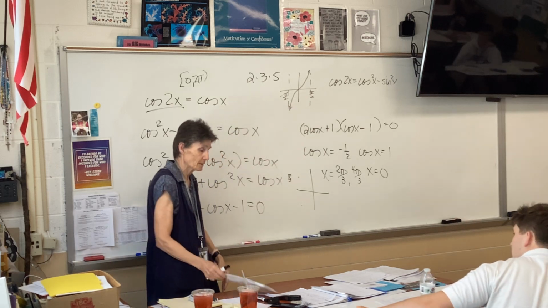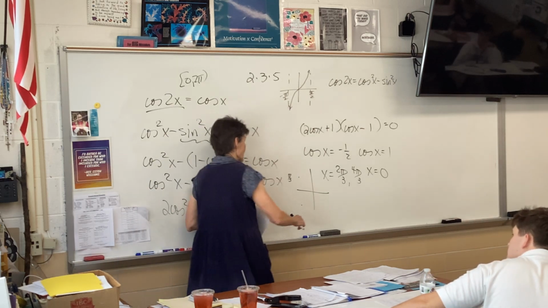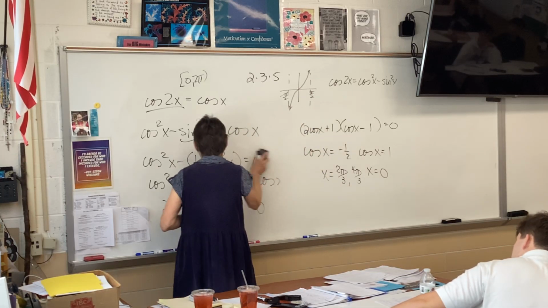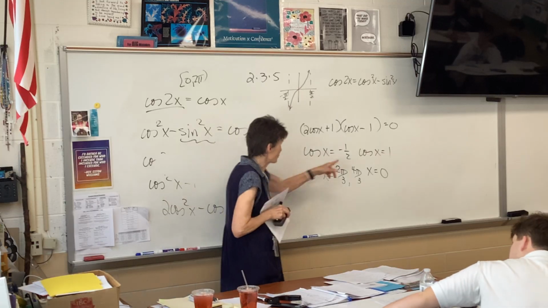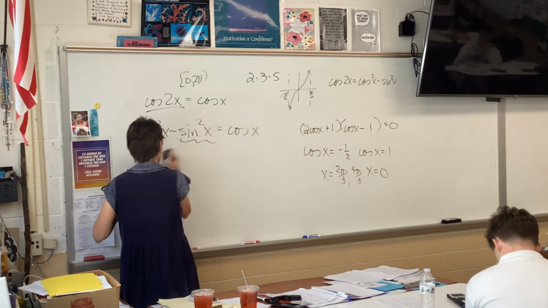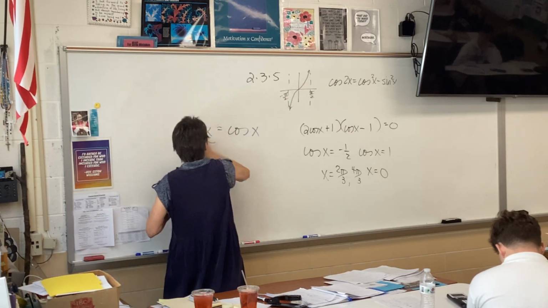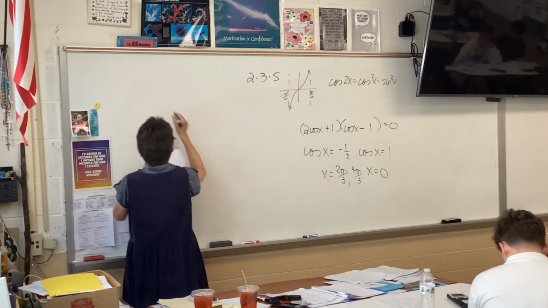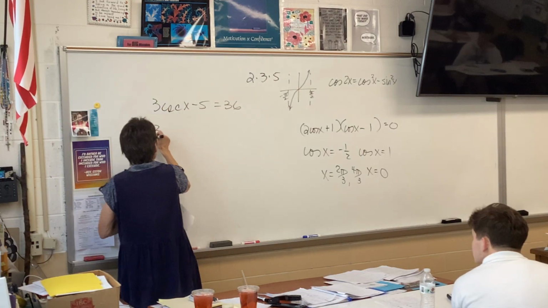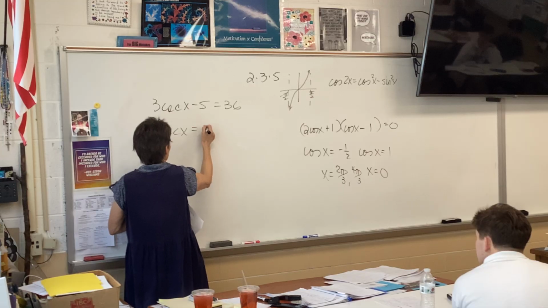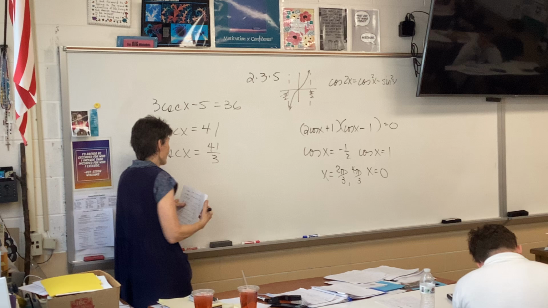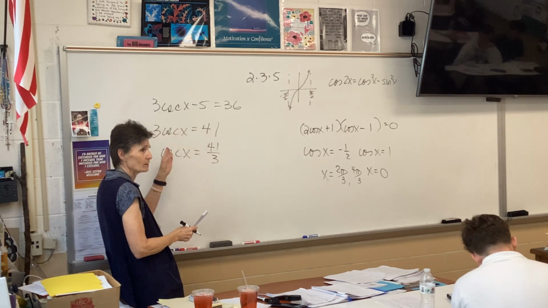Yep. 9. This is a calculator problem, and all that means is that our answers are not gonna come out like this. They're gonna come out numbers we don't recognize and can't deal with. Otherwise, we're gonna do the problem exactly the same way. We got 3 cosecant minus 5 equals 36. So 3 cosecant equals 41, and cosecant equals 41/3. Is my arithmetic all right? Add 5, divided by 3.